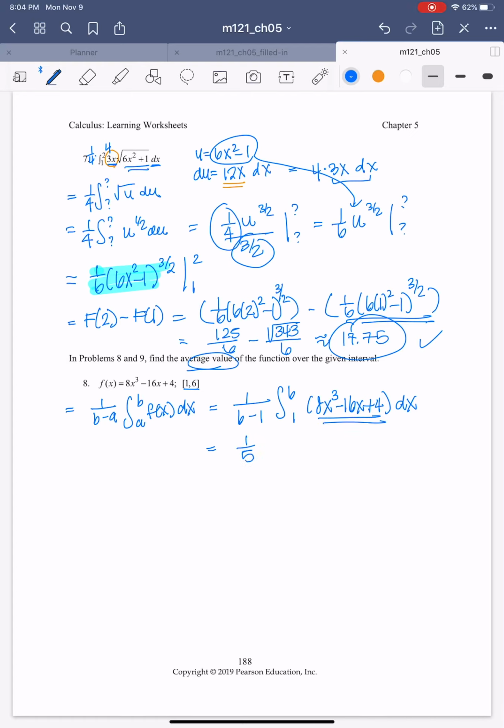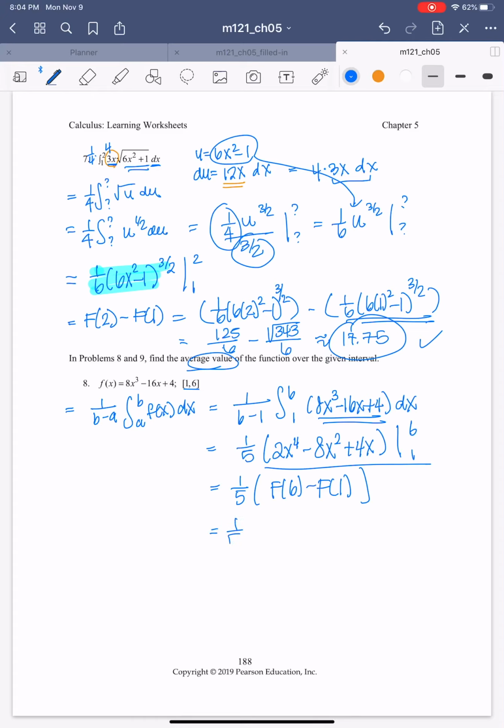This is a very easy one to integrate, term by term, raise the power. So 4 divided by 4, the first term will be 2x to the 4th. 16x squared divided by 2, negative 8x squared, plus 4x. I am done integrating, so I put 1 and 6. Now same thing, 1/5 stays out. This whole part is really f of 6 minus f of 1. So that's the only difference. You just have that 1/(b minus a) when you're taking the average value.